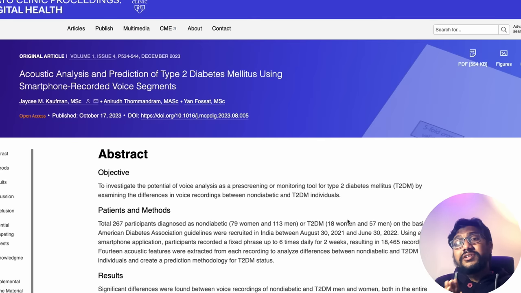The next one is not necessarily mind-blowing AI, but for me at least, personally, I have never heard of this thing. This is a paper that says just with a voice, using a simple smartphone voice, you can predict whether somebody has type 2 diabetes mellitus. You can predict whether somebody has T2DM. It's like a tongue twister.